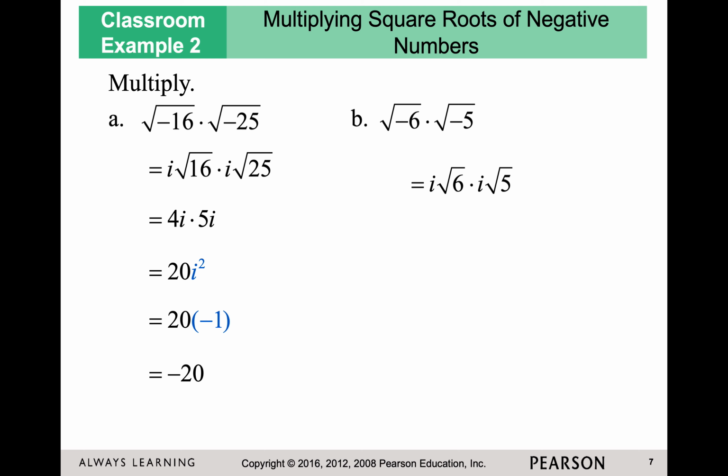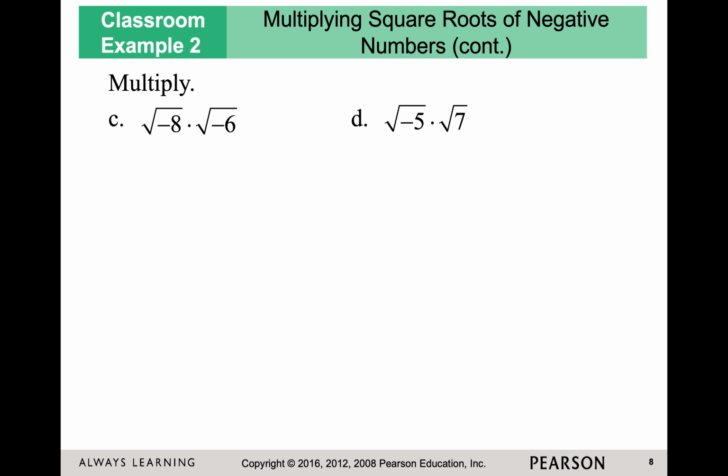So let's look at B. I have an I in front of each. I can do nothing further with 6 or 5, but I can do something with I times I. That's I squared, which is negative 1. And I'm not really going to write that as negative 1 times square root of 30. I'm going to write that as negative square root of 30. So in the lab, the key thing here is to make sure that you're fully reducing that root and you're doing all that arithmetic that we learned to do with the root, just with that I taken out front.